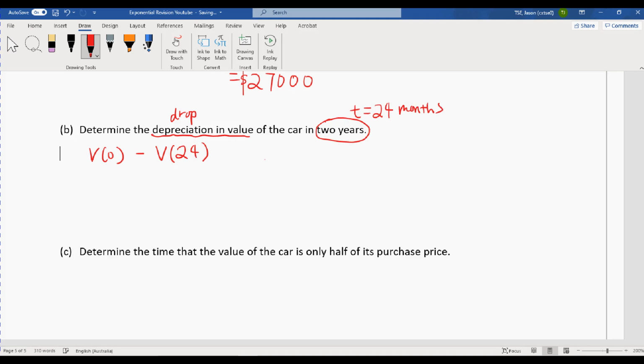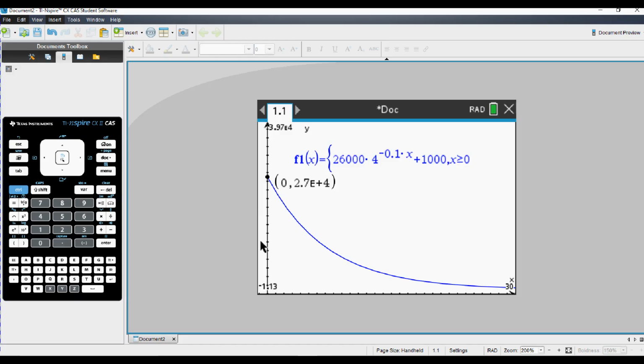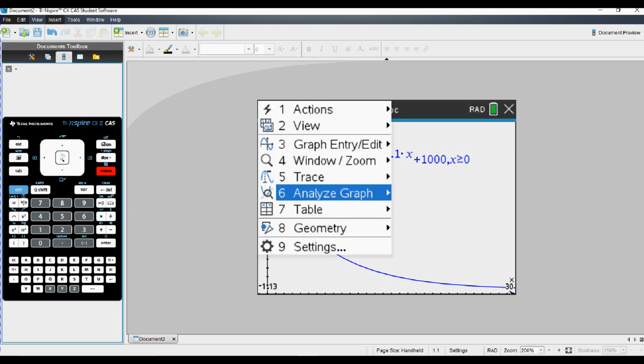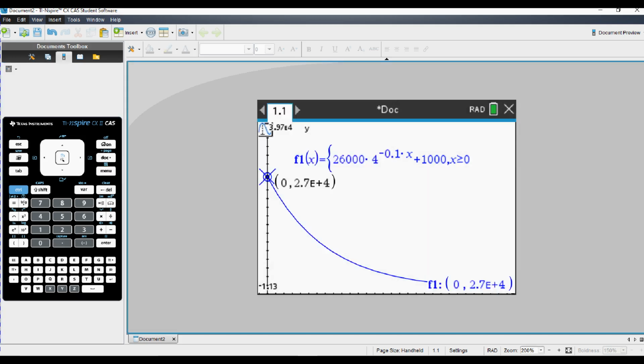So what I'm going to do now is go to the calculator to find V24, because we've already got V0 as 27,000. Let's try to get this one. So I go back to the graph again. Now I'm going to do the trace again, right?